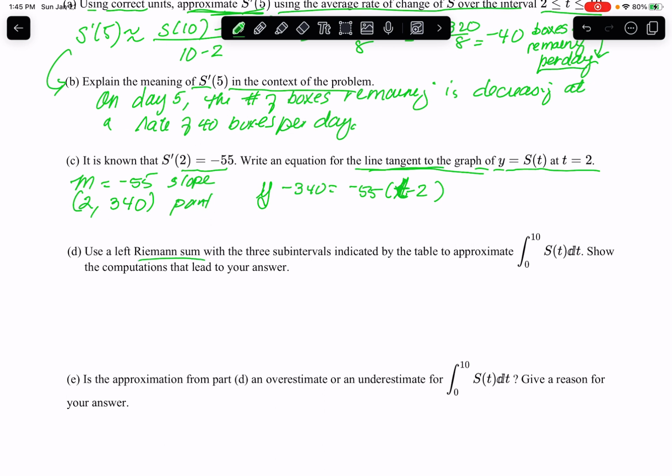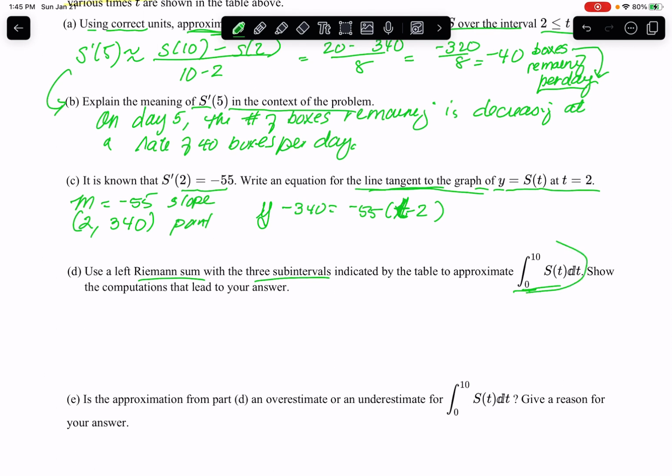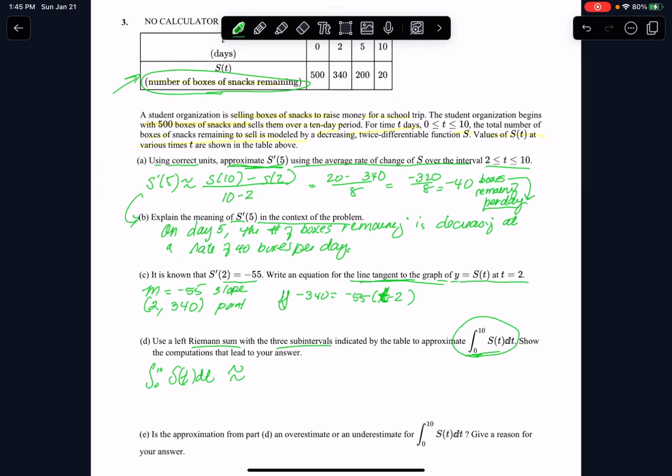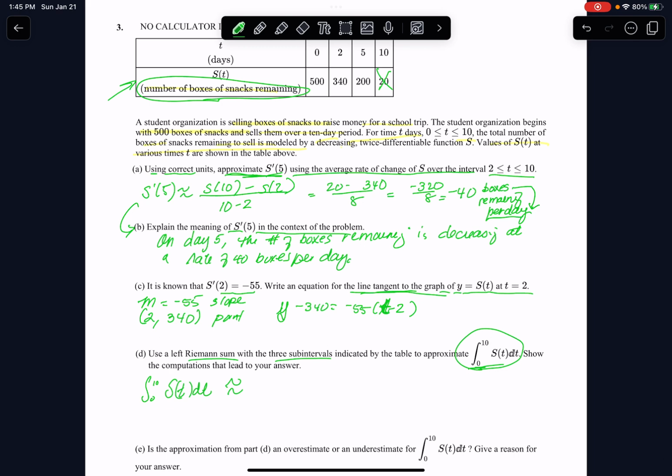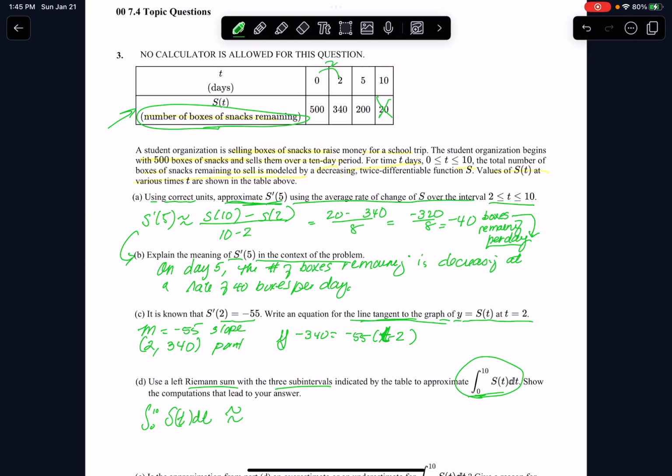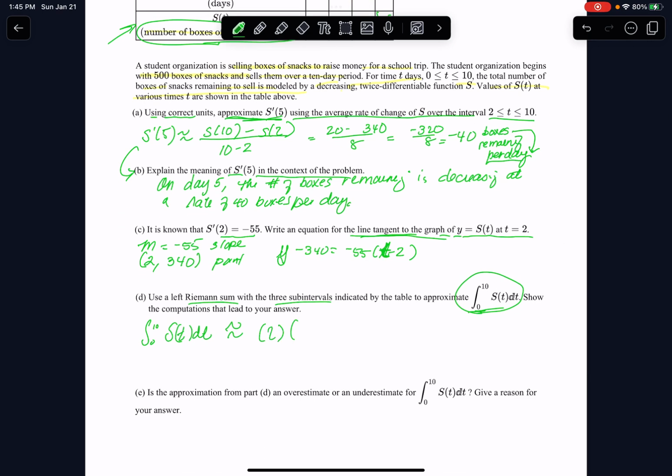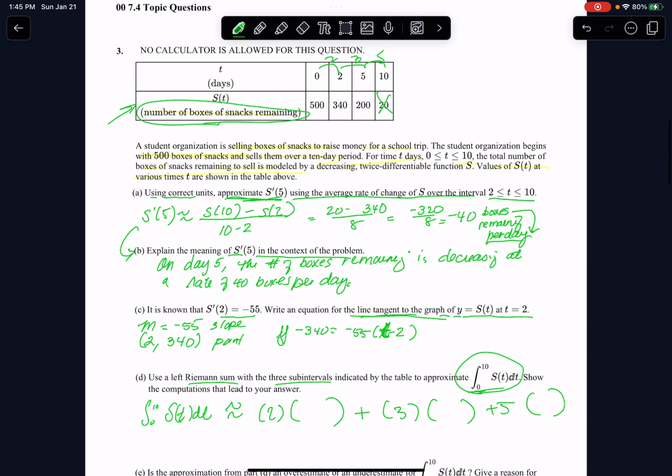Using a left Riemann sum with 3 subintervals indicated by the table to approximate the integral from 0 to 10, so there's no average, it's just 0 to 10. So we're going to do a left Riemann sum, so we're going to approximate this. The integral from 0 to 10 of capital S of t dt is approximately equal to, we want a left Riemann sum, so we're not going to use the 20. Let's get our widths: we have 2, 3, and 5. So remember that, 2, 3, 5.